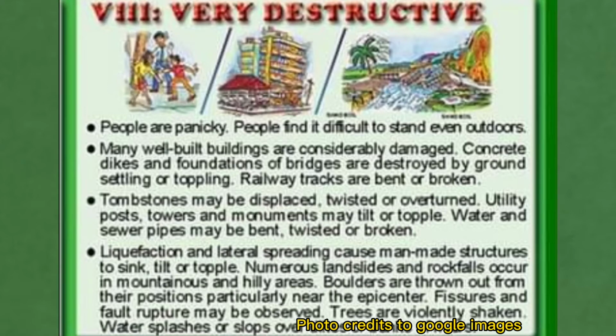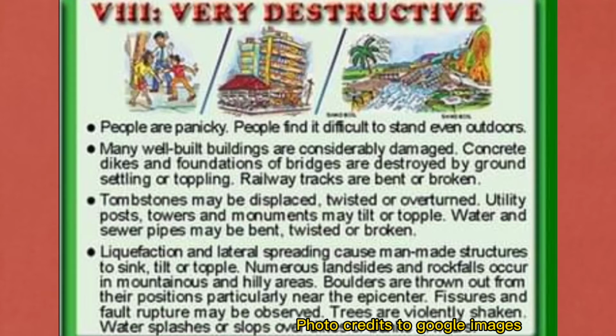Concrete dikes and foundation of bridges are destroyed by ground settling and toppling. Railway tracks are bent or broken. Kaya nga pagkatapos ng ganitong lindol, hindi pinapayagang mag-operate ang mga train. Tombstone may be displaced, twisted, or overturned. Utility posts, towers, and monuments may tilt or topple. Kaya nga kapag may lindol, ipinapayo na lumayo ka sa mga ganitong bagay dahil delikadong mabagsakan ito.